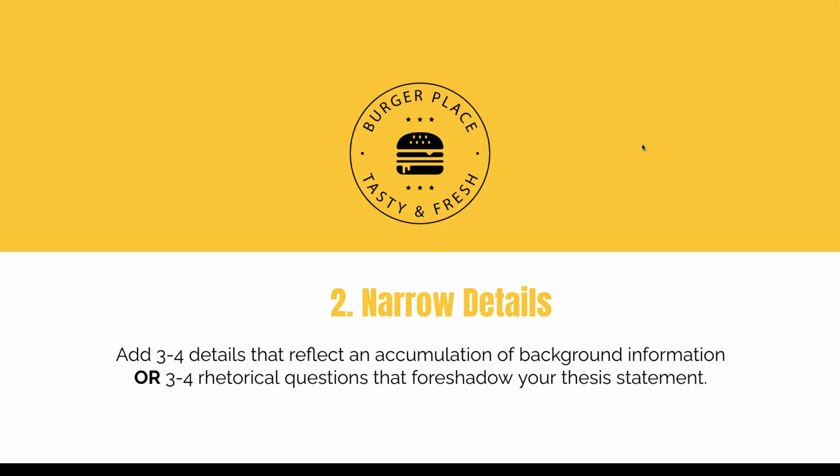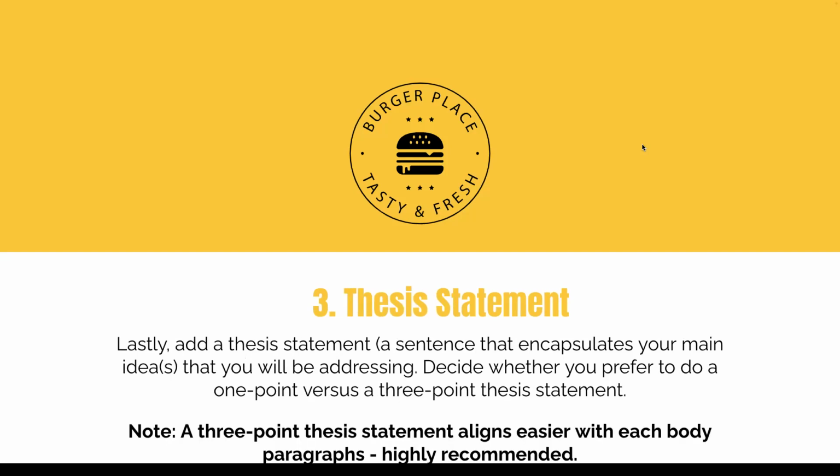These are actual details that reflect background information about your subject matter, or maybe like 3 to 4 rhetorical questions that foreshadow what you're going to be talking about within your thesis statement. However, we call them narrow details because each sentence should further hint towards your thesis statement in regards to what you're going to be talking about. And then lastly, you have your thesis statement. And remember, you are required to have a 3-point thesis statement because it aligns with each body paragraph, being that there are 3 body paragraphs in your research paper.